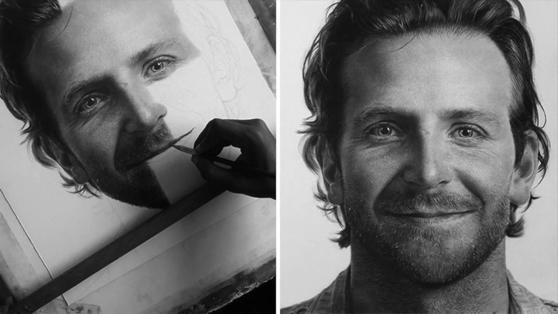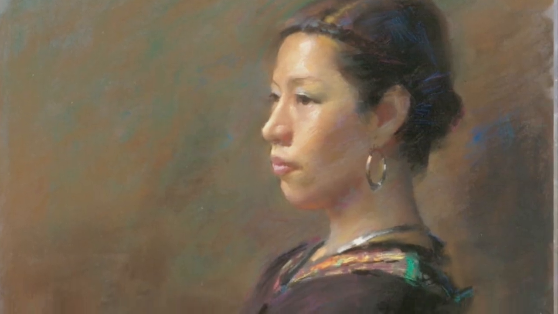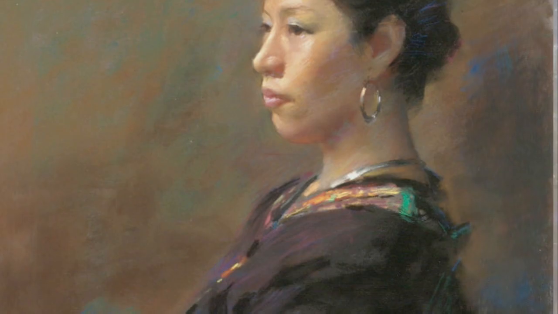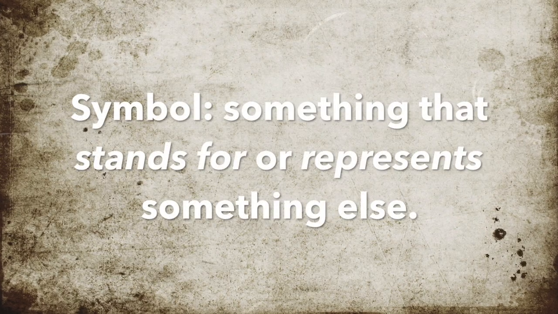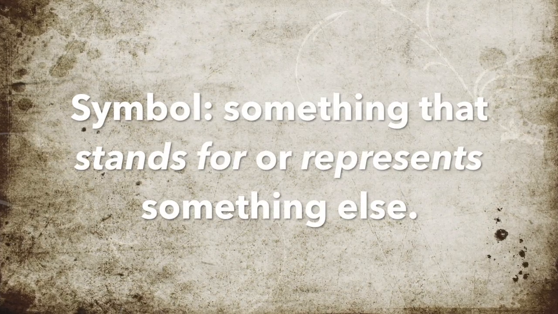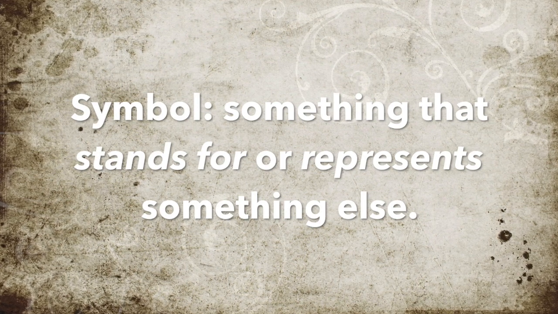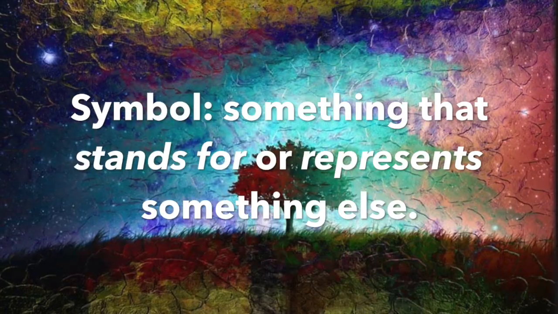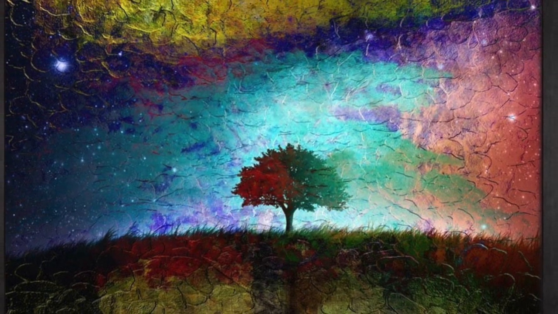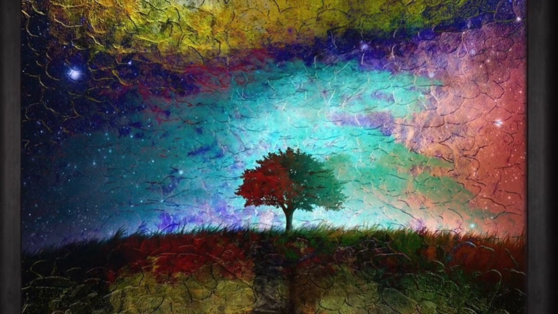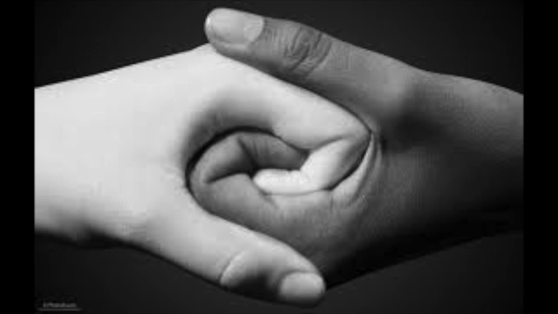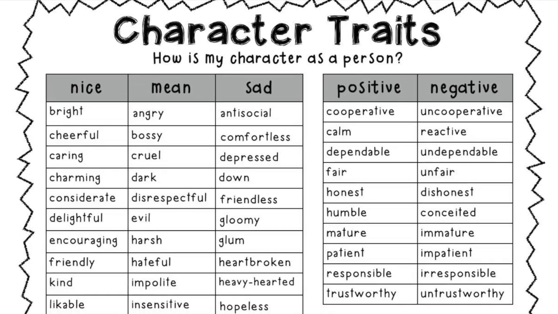Sometimes a portrait looks like the person it's supposed to represent. And other times the portrait symbolizes the person. It represents who they are, what their qualities are, without looking like their face. For example, this might be a portrait of a very lonely person, while this portrait might be of Martin Luther King.